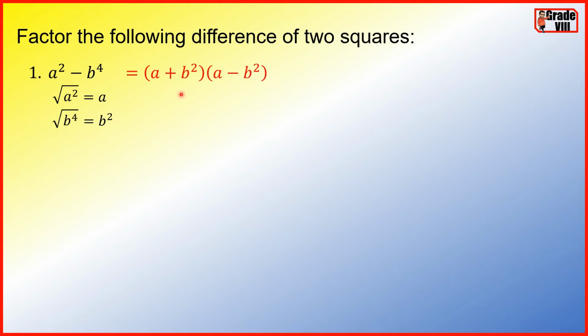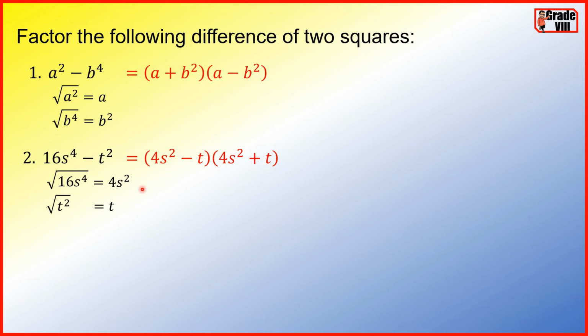Okay, let's have another example. 16s raised to 4 minus t squared. So kunin lang natin yung square root. Square root of 16 is 4. Then, square root of s raised to 4 is s squared. Next, square root of t squared is equal to t. So ang ating sagot ay 4s squared minus t. Then the other factor is 4s squared plus t.